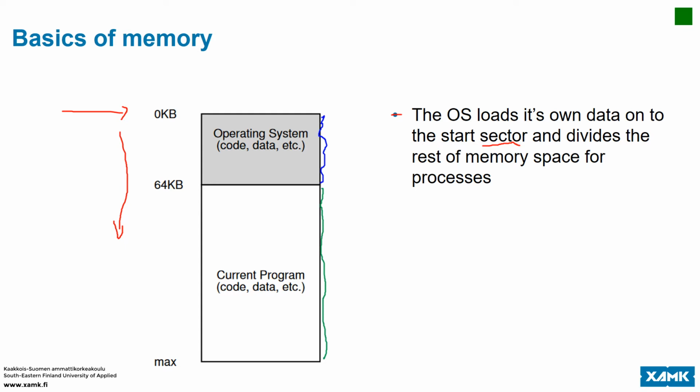Anyway, all of this starts with the operating system. So at the start of the memory sector, the beginning of any disk or memory device is called a sector. The operating system, when it boots up, loads its own subroutines and data onto this start sector, and the rest of the memory is then divided among the different processes that exist.